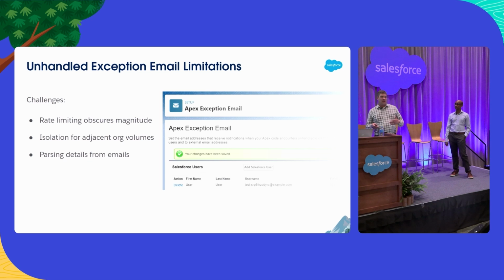And perhaps the other larger problem is that the rate limit is not specific to your org. It's actually shared across the instance. So if you have a noisy neighbor who's throwing a lot of errors, they could potentially cause it so you don't see any exception emails, which is really problematic for you because you now don't even know there is a problem in your org. And then once you do get those emails, you actually have to have a system to retrieve the information from them to make sense of the stack trace and which org it's from. There's a lot more extra handling required there.